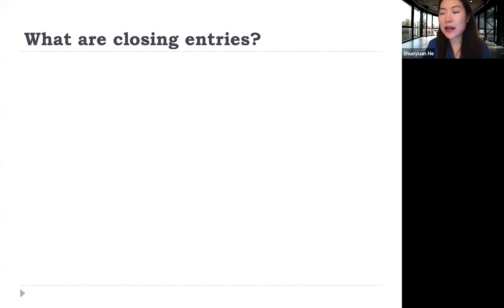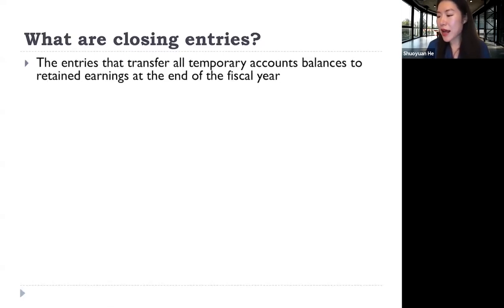And lastly, what are closing entries? Closing entries are basically entries that transfer all temporary account balances to retained earnings at the end of the fiscal year. And there are three closing entries.